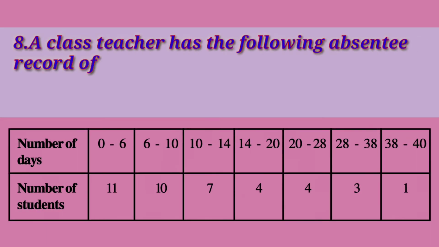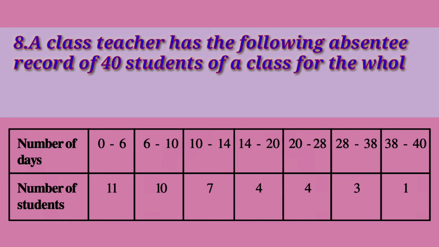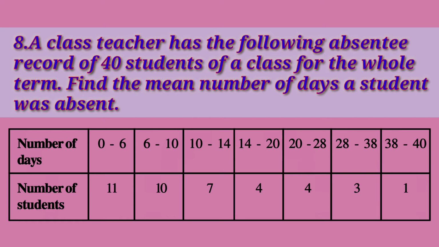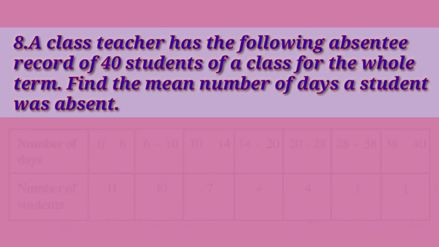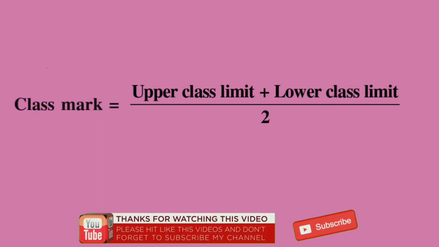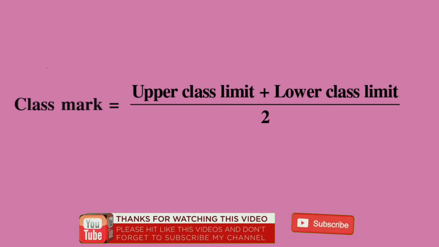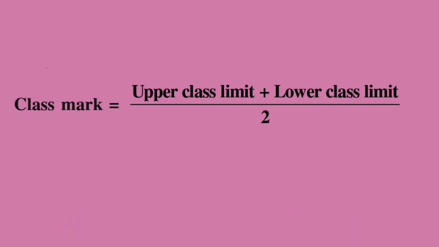A class teacher has the following absentee record of 40 students of a class for the whole term. Find the mean number of days a student was absent from the given table. Let us solve it. We first find the class mark of each interval using the formula: upper class limit plus lower class limit, divided by 2, and we calculate as follows.